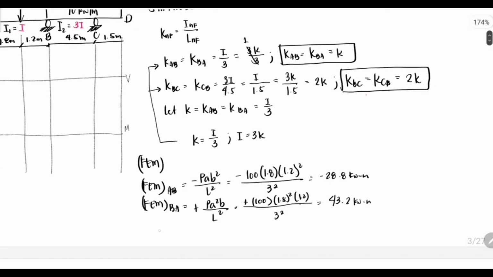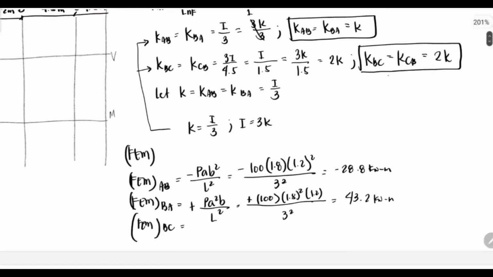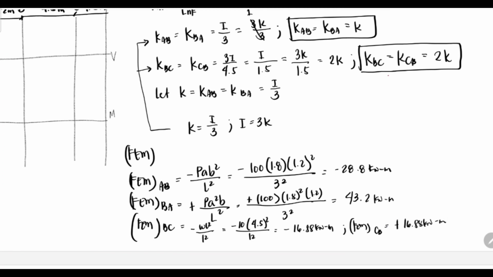Next natin is yung fixed end moment naman po ng BC at saka CB. So, dito ko na lang ilalagay. We have fixed end moment ng ating BC. So, yung value po niyan, yung formula niyan would be negative WL squared over 12. So, that is negative 10 multiplied by 4.5 squared over 12. So that is negative 16.88 kilonewton meter. So therefore, our fixed end moment CB, that is equivalent to positive 16.88 kilonewton meter then.